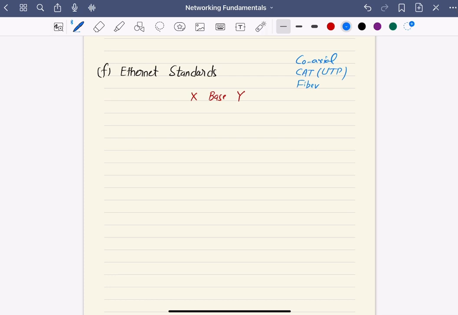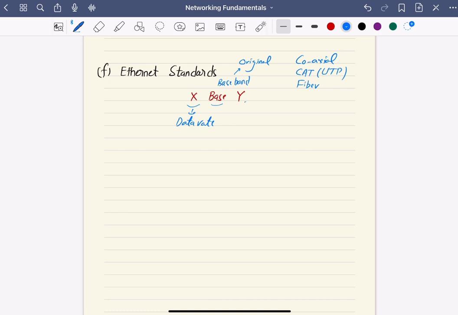These are the standards which IEEE has designed, of the form X base Y. What is X? X defines the data rate, while base tells us this is a baseband signal. Baseband means the original signal; there is a bandpass signal as well. Baseband means the original signal at low frequency passing through the channel.